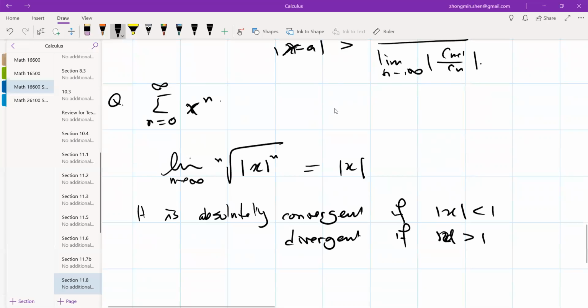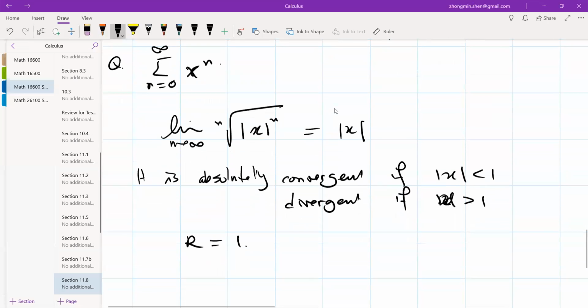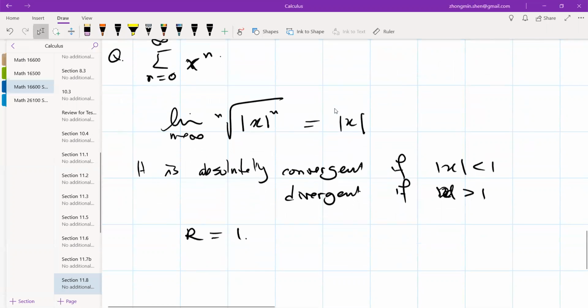So R is going to be 1 in this case. The radius of convergence is 1. For x in the interval, the series is convergent. Actually, such x values form an interval symmetric about the origin. So R is the radius of convergence. How about the endpoints? So you get an interval, where this is 0, this is 1, and this is negative 1. For x inside this interval, it is absolutely convergent. Outside this interval, it's divergent.